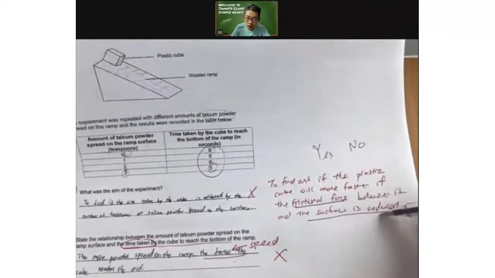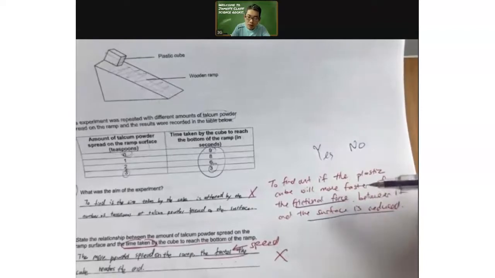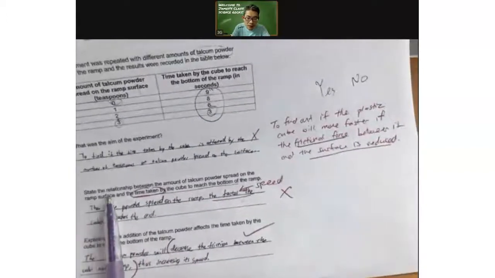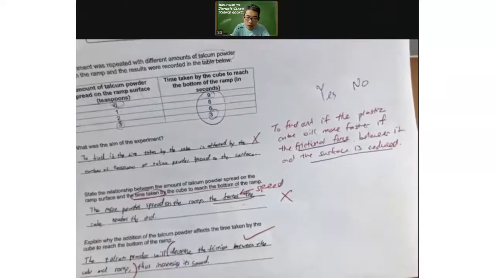Reducing frictional force will increase the smoothness of the surface, therefore will reduce the time taken for the cube to travel down. How do we know? Yeah, measure the time taken. Okay? State the relationship between the amount. This is, of course, simple. It just states the relationship between the amount of talcum powder spread on the surface and the time taken.